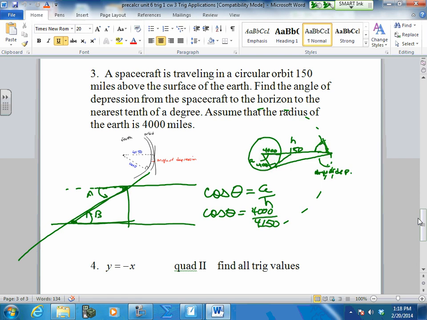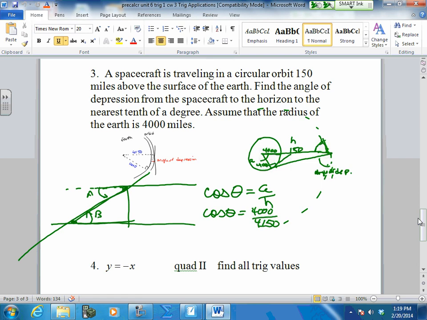I tried to redraw it because I didn't like their drawing. I didn't like their drawing at all because it also makes the 150 look so much bigger than the radius. So their angle of depression is off. Their whole problem here is not a good looking problem. But I like finding the angle.